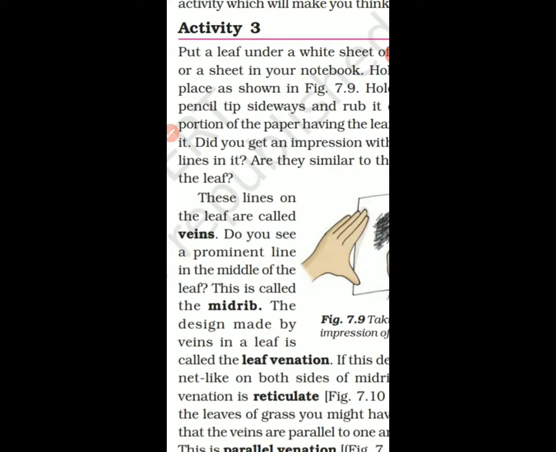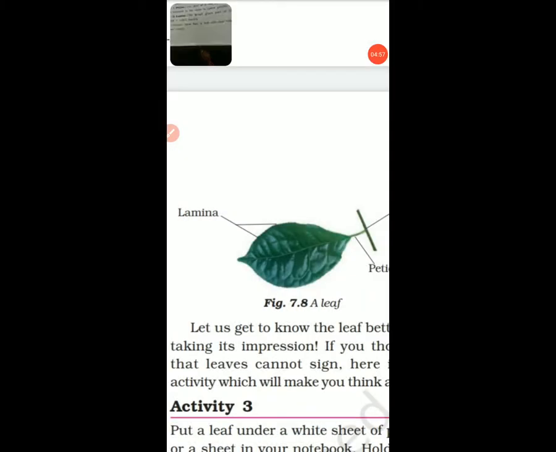Then see here, I will show you the picture. Here you can see the perfect leaf, what is lamina, what is petiole, what are veins. See the lines inside the leaf, they are called veins. And the middle line, this middle line, right, it is called the midrib. What is it called? Midrib.